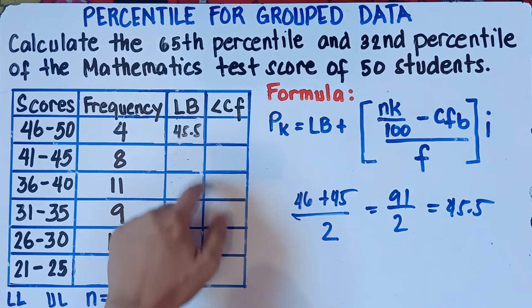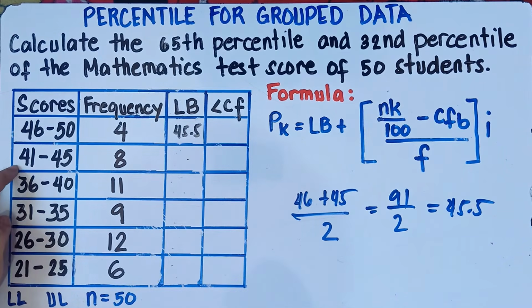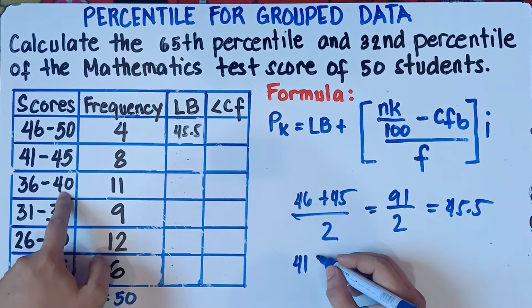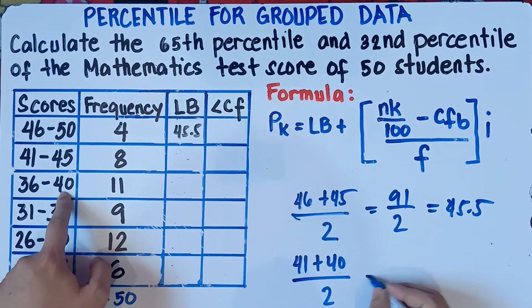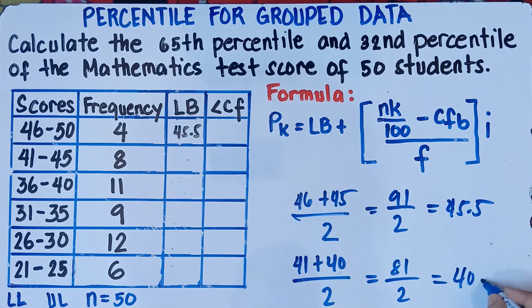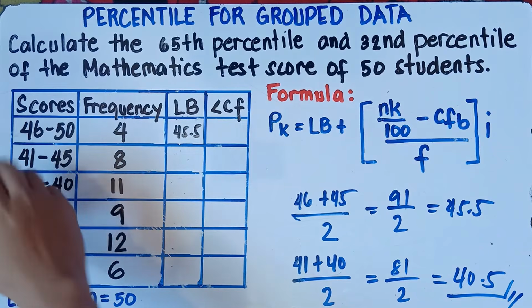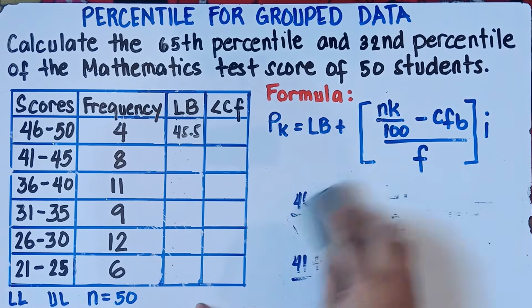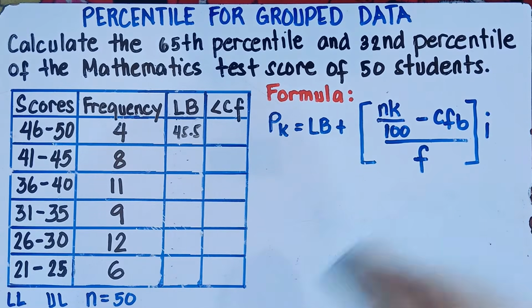For example, in this second row, the lowest score is 41 and the highest score of the previous row is 40, so 41 plus 40, then divided by 2. 41 plus 40 is 81, divided by 2 is 40.5. That's how you find the lower boundary if you're using the formula: lowest score plus the highest score in the previous row, divided by 2. But it will take time if you do it this way, so what we will do is simply subtract 0.5 from the lower limits.